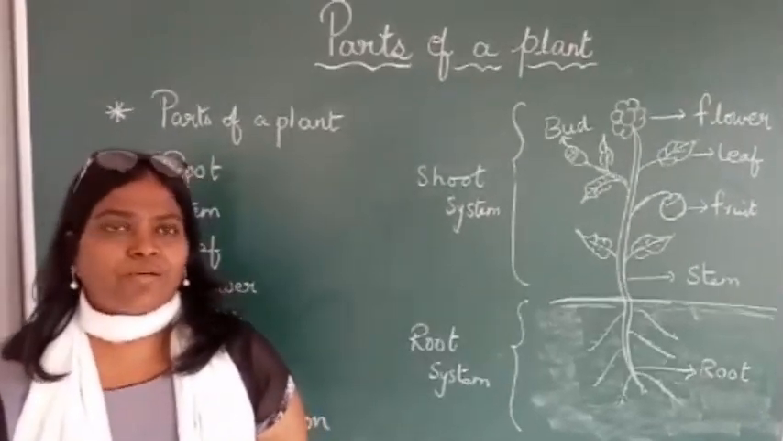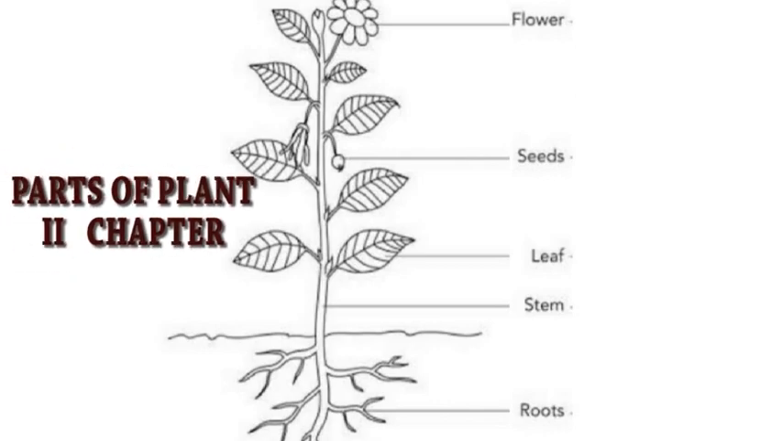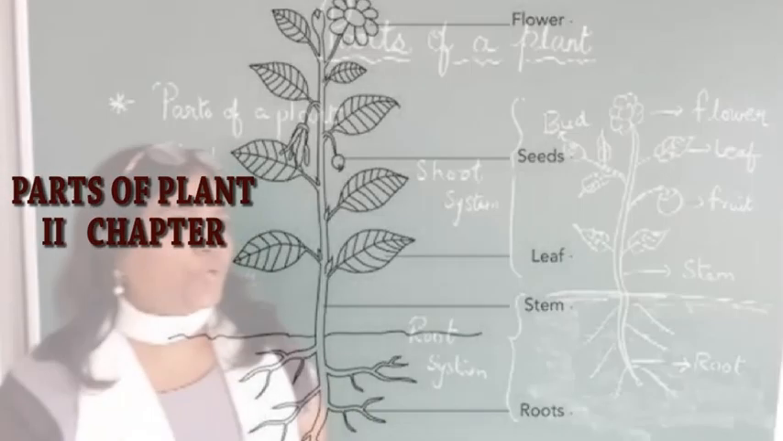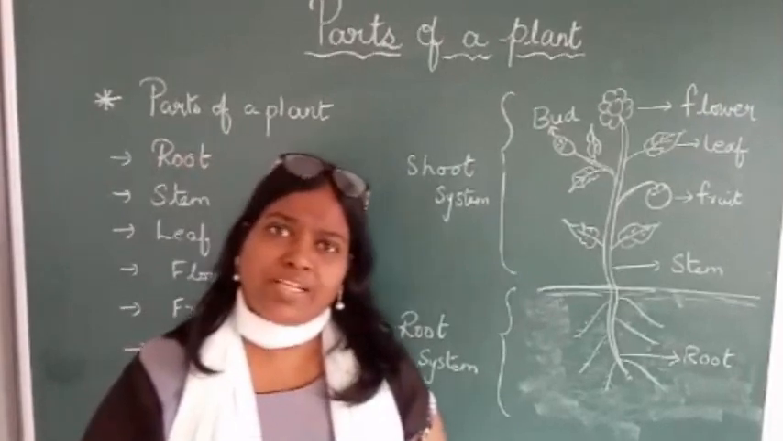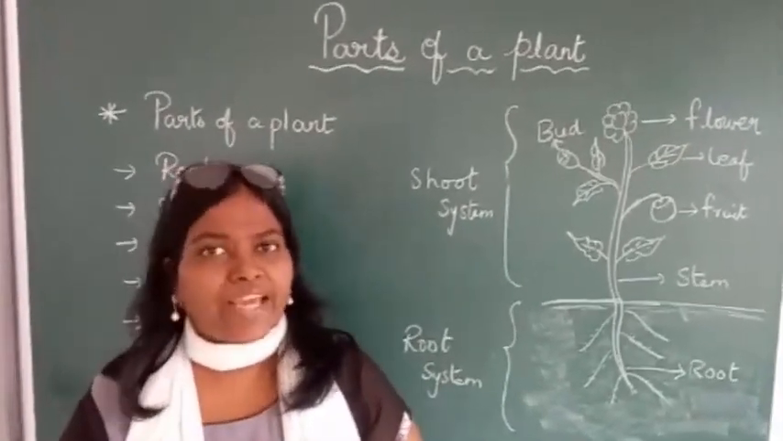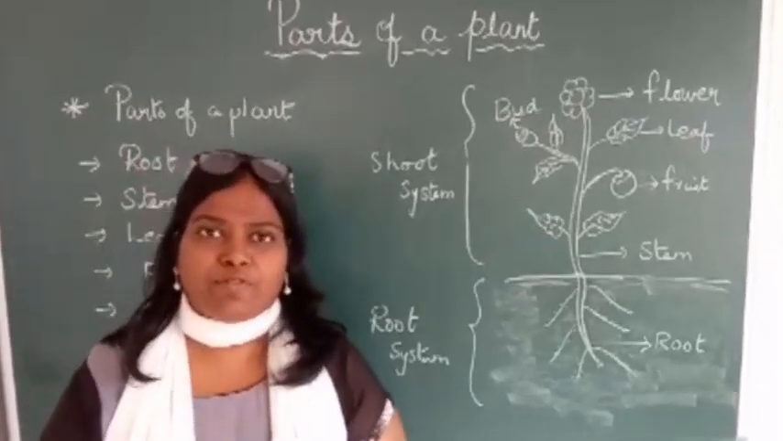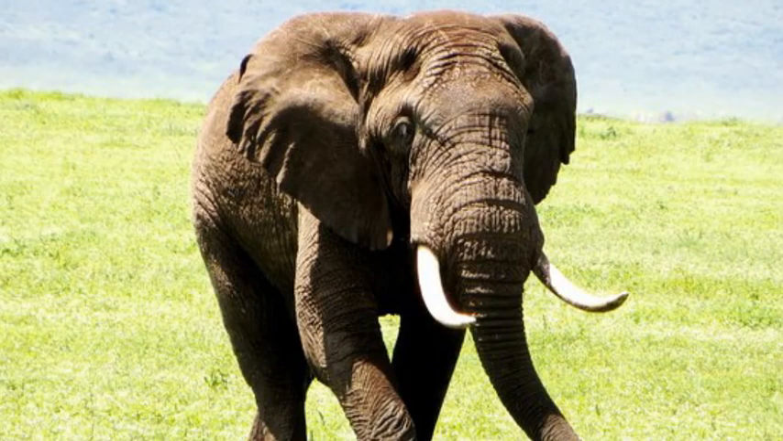I am going to talk about the topic parts of a plant from your science textbook. This is the second chapter from your book. So, if you see all the living organisms, they have different body parts, right? We have eyes, ears, nose, tongue and skin. They perform various functions.